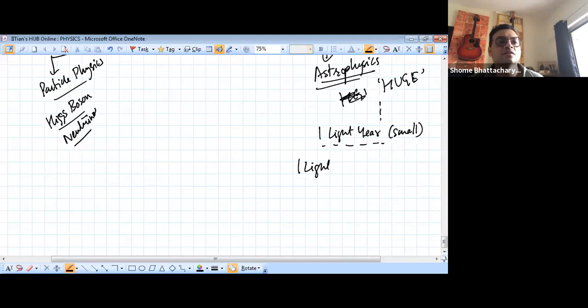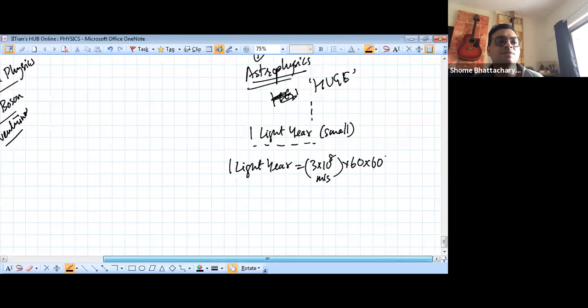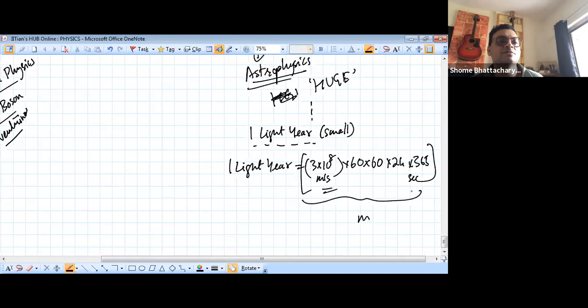It's a unit of distance. One light year is the distance traveled by light in 1 year. So it is 3 lakh kilometers per second, or 3 × 10⁸ meters per second, multiplied by 60 seconds per minute, multiplied by 60 minutes per hour, multiplied by 24 hours per day, multiplied by 365. So it's basically this amount of distance in meters, meters per second multiplied by seconds. So it's a huge, huge distance. But in the context of astrophysics, this is a very, very small unit. In astrophysics, we regularly come across distances which are millions of light years apart.